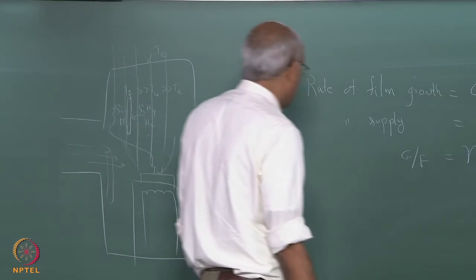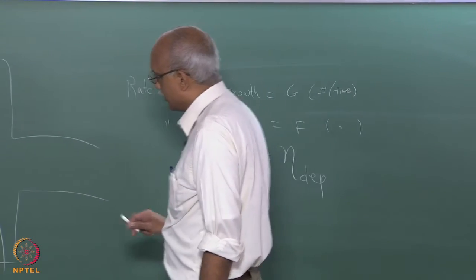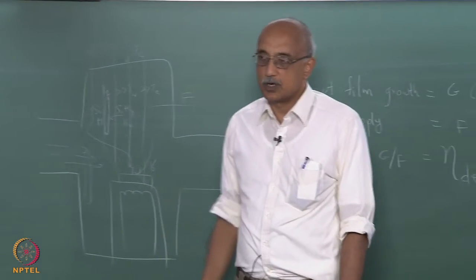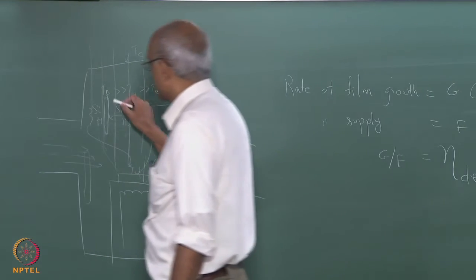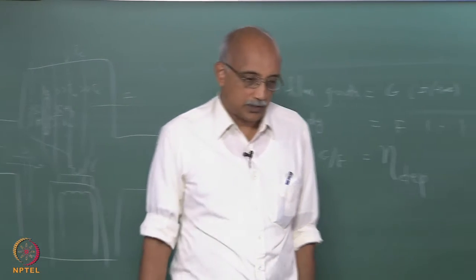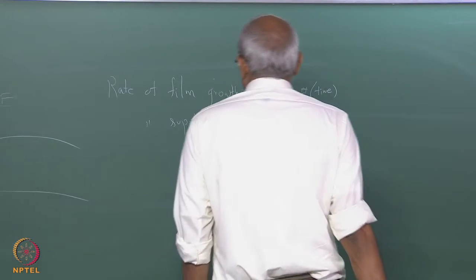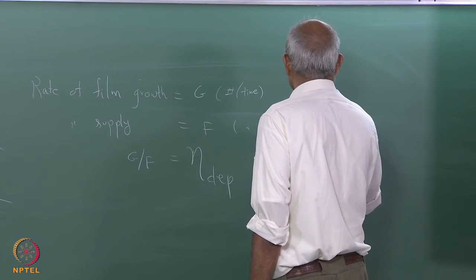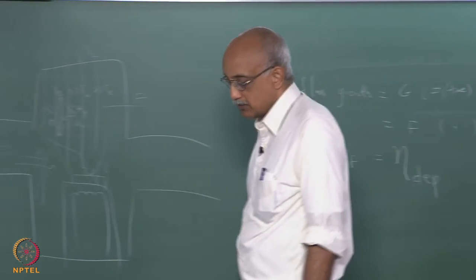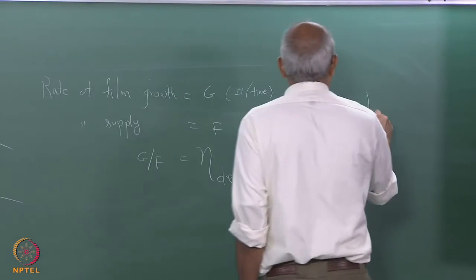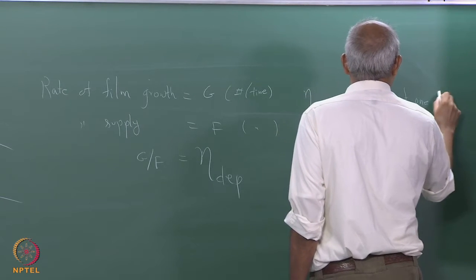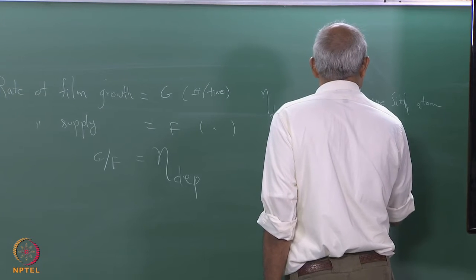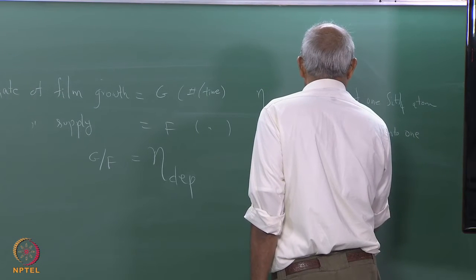So what do you have at your control to try and optimize this? When you look at what's going on, F is your input feed and G is the rate at which the film is forming on the substrate. But what is the link between the two? It's what's happening at the filament. So you have to look at what is going on at the filament. The first thing that you need to know is the dissociation efficiency, where we define dissociation efficiency as the probability of one SiH4 molecule dissociating into one, let's call that daughter atom.